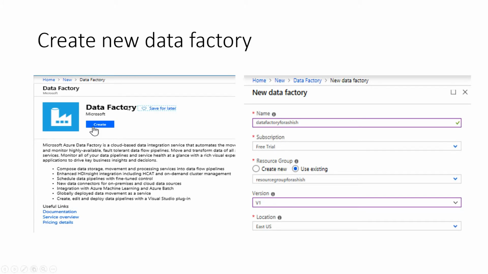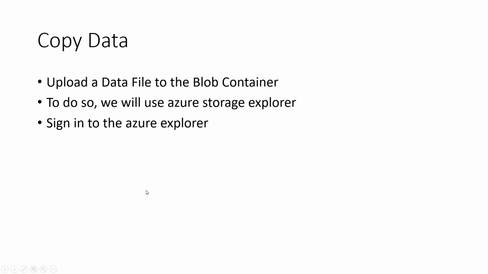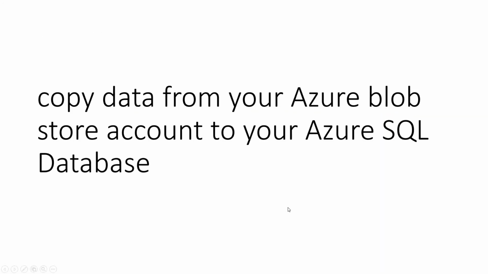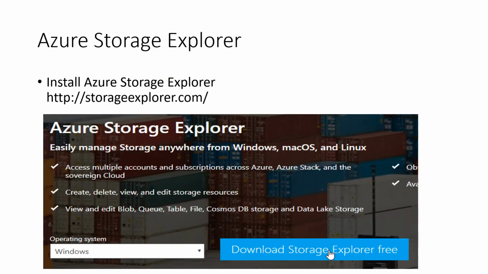So we simply create a data factory, give it a name and some basic operation, and then copy data from the Azure Blob Storage account to the Azure SQL database. That's what we want to do. So what we have here is data here, and we have created a space here, but we don't know the way to move data from here to here. To do so, we need to have Azure Storage Explorer.